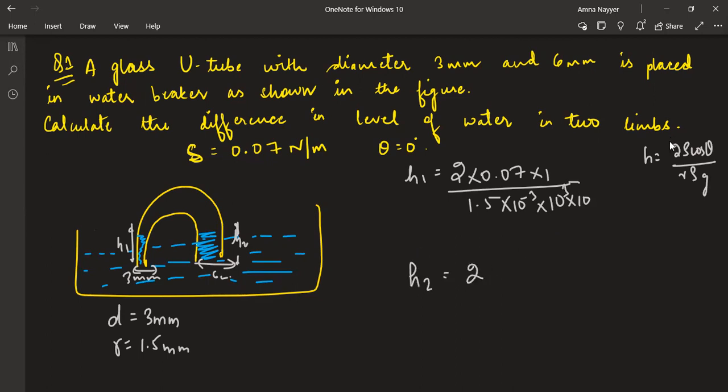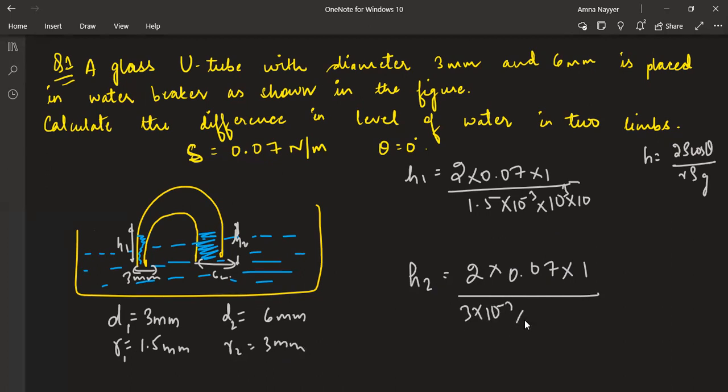2 again. Then surface tension will be 0.07. Cos 0 will again be 1. Now diameter, D1, D2, R1. This is 6 millimeter, so radius will be 3 millimeters. We'll write 3 into 10 to the power minus 3. This is 10 to the power 3. And acceleration due to gravity, 10.